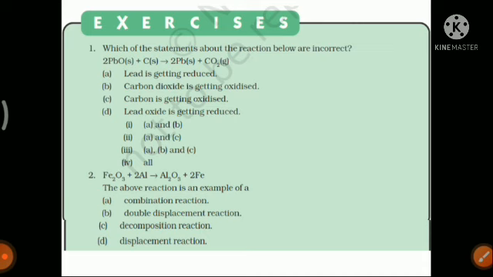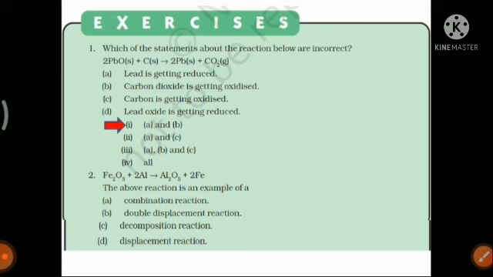Now the third statement, C, carbon is getting oxidized, this is correct. And the fourth statement, lead oxide is getting reduced, this is also correct. Okay, so your answer will be option 1, A and B.